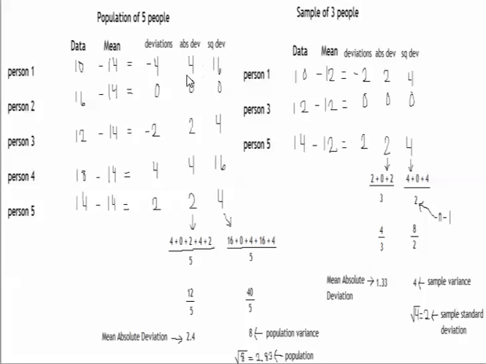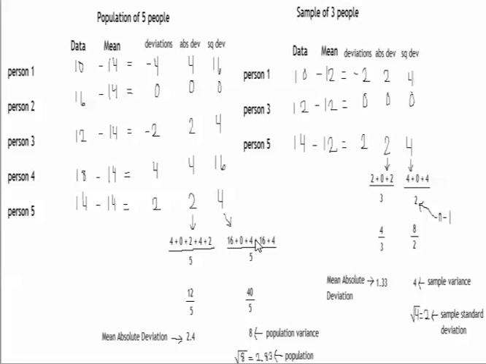Multiply each of these absolute deviations by itself. So 4 times 4 is 16. 0 times 0 is 0. 2 times 2 is 4. We're just squaring all of the absolute deviations. 4 times 4 is 16. 2 times 2 is 4. And these become the squared deviations. You would get the same answers if you squared the regular deviations, because negative 4 times negative 4 is 16, but it's easier to square the absolute deviations because you don't have to deal with the negative numbers.